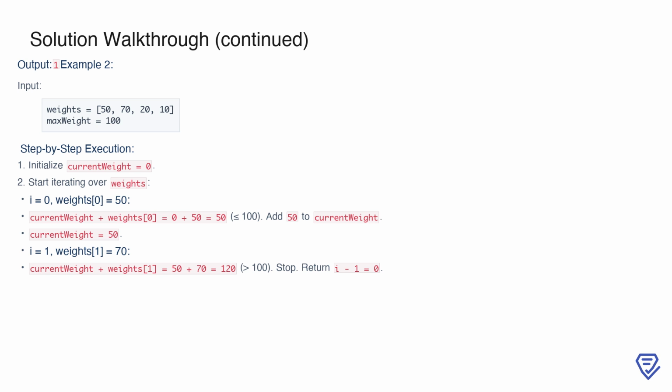Adding this to current weight results in 120, which exceeds the maximum allowed weight. Therefore, we stop here and return the index of the last person who successfully entered, which is 0. The output for the second example is 0. This means only the first person, at index 0, was able to enter the elevator before the weight exceeded the limit. Now, consider a third example with weights 40, 30, 20, 10, and a max weight of 150.